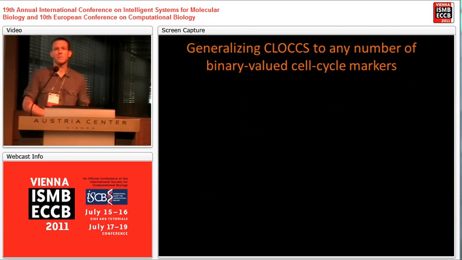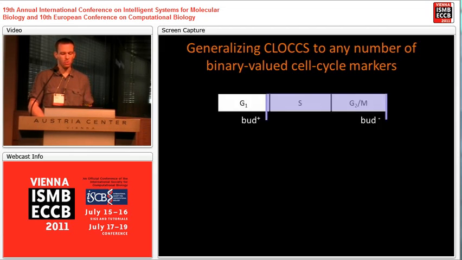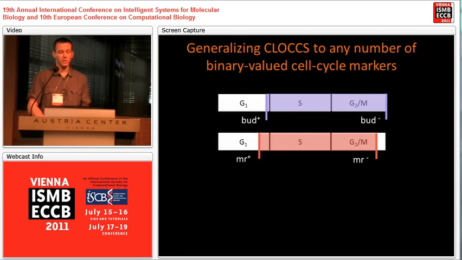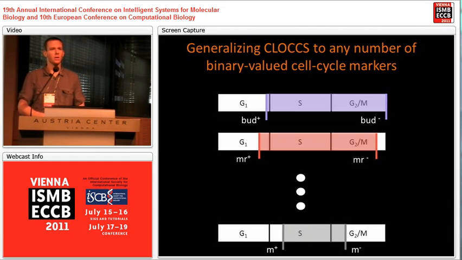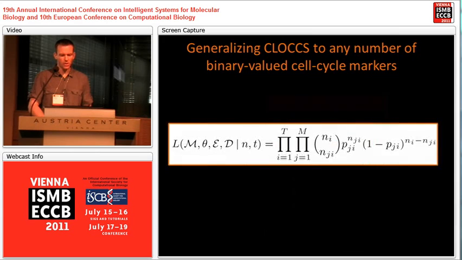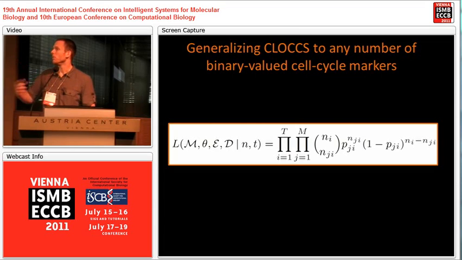So to incorporate these observations into our model, to allow us to fit them, for each new binary valued marker, up to an arbitrary number, we introduced its own start and end point, which we then would learn from the data. So our generalized binomial likelihood then becomes something like this, where, assuming time points are independent as well as markers, the success probability of an arbitrary marker m sub j at time point t sub i is this p sub j sub i, and again is given to us by the CLOCCS model as the probability that a cell is between the marker endpoints.